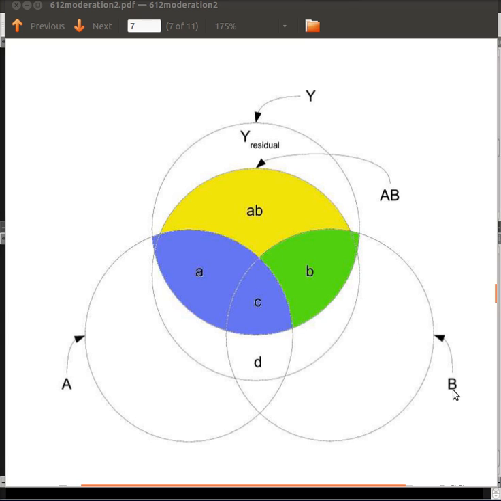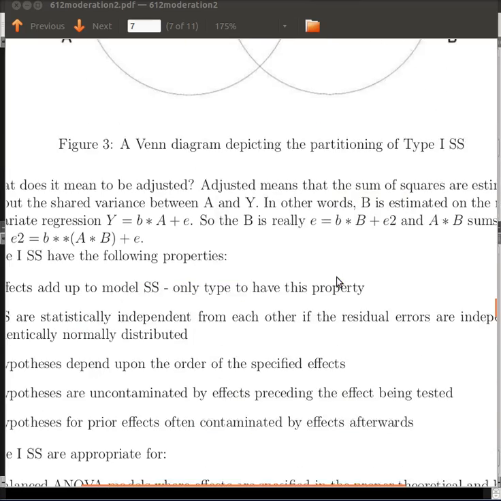And then B gets this leftover portion, and this little B section is the common variance between B and Y taking A out. And then finally, the interaction gets the residual variance after both main effects are taken out. So you notice that there is a hierarchy within the main effects. A gets priority over B, and then B and A get priority over the interaction. That's type 1 sums of squares.